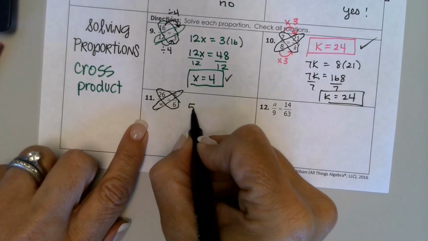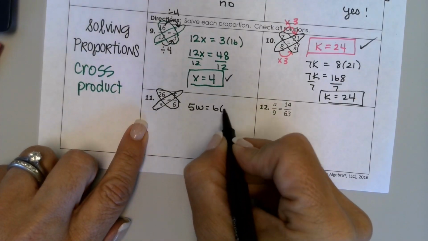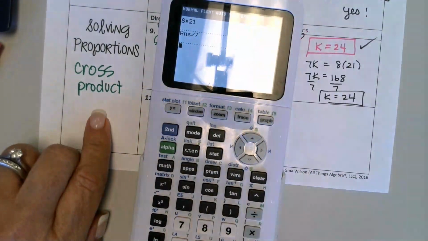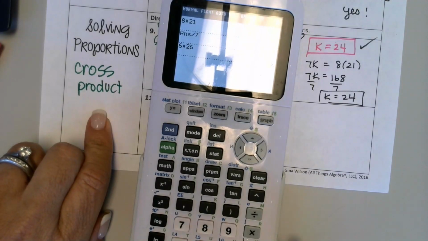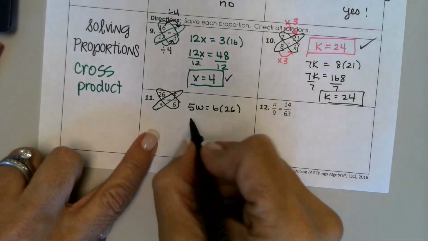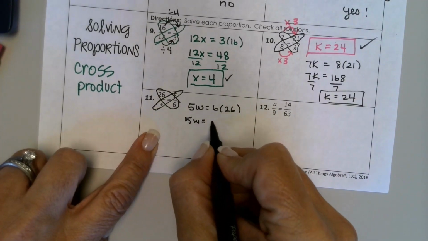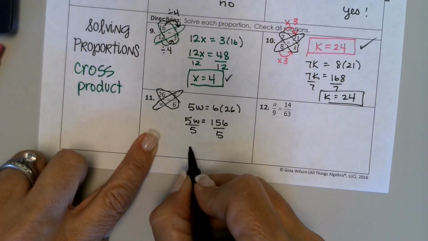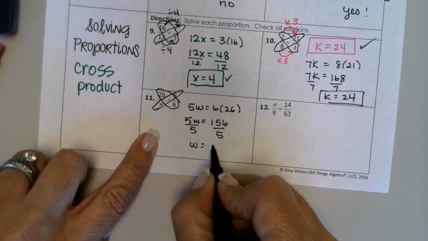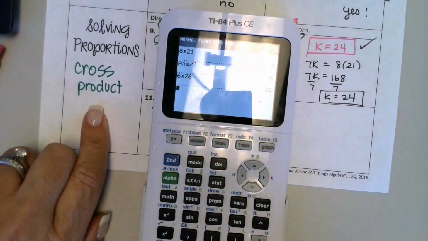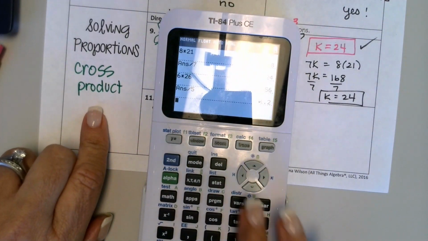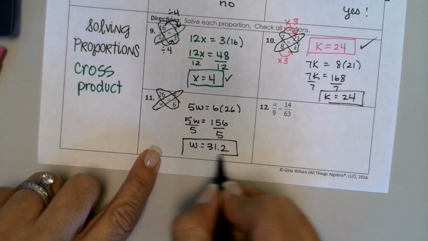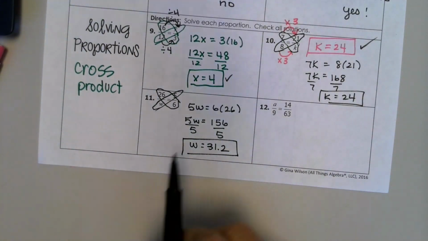So I have 5w equals 6 times 26. When I plug that in my calculator, 6 times 26 is 156. So 5w equals 156. I divide both sides by 5, and I get w equals, and that's not going to be even, 31.2. So 31.2 is what w equals in this.